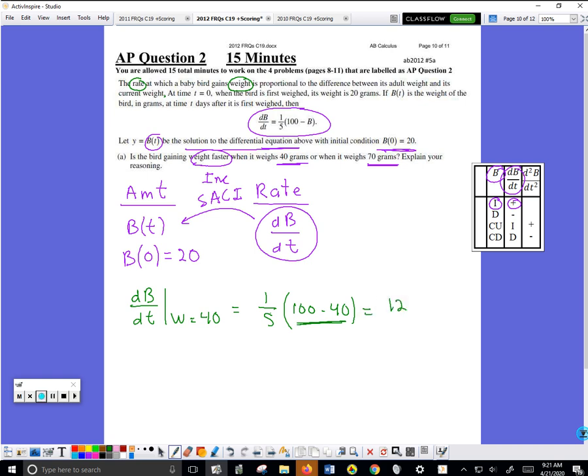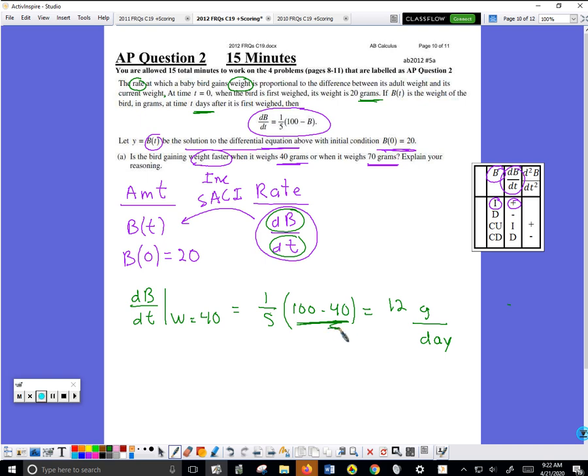And remember, the units of B are, let's see, grams. This will be 12 grams per, the units of time in this case, time is in days. So 12 grams per day. So when the bird weighs 40 grams, the bird is gaining weight at 12 grams per day.